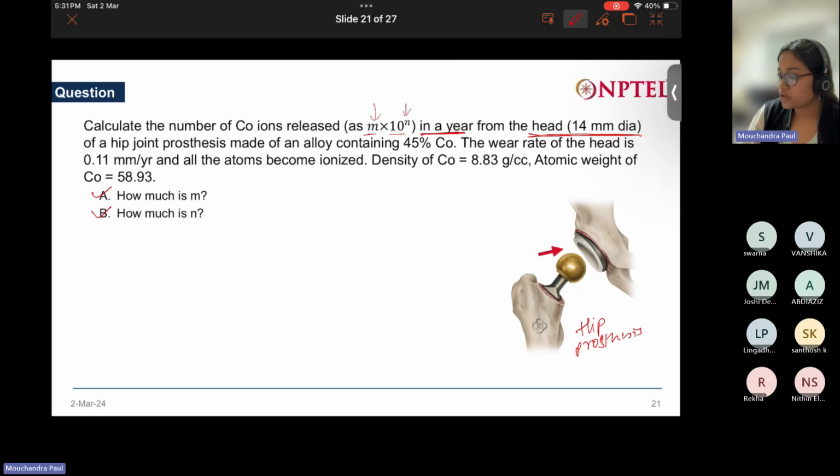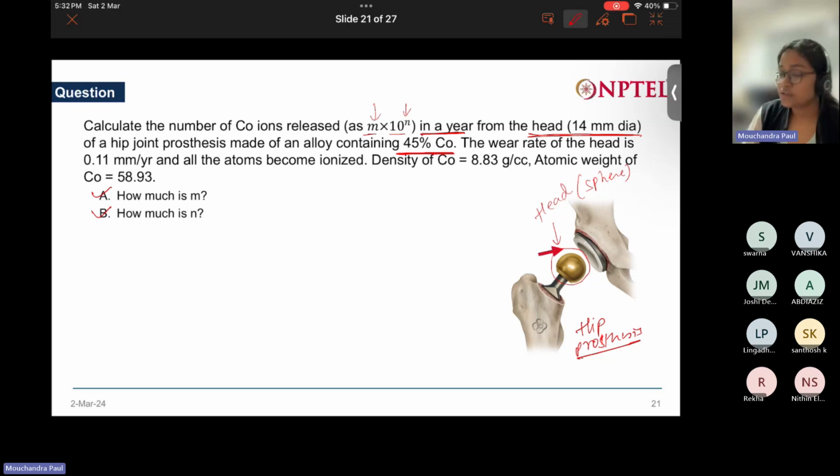This is how a hip joint prosthesis looks like. And this is your head. So it is a sphere kind of a shape. Now this particular head is made up of an alloy that contains 45% cobalt.